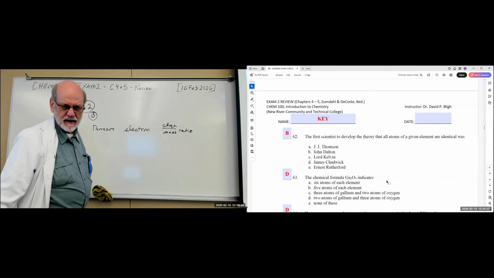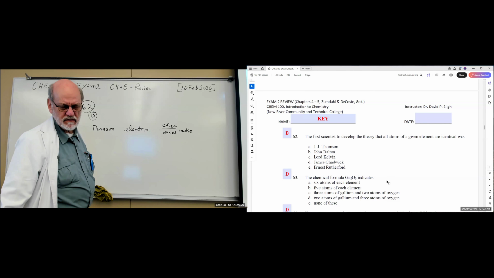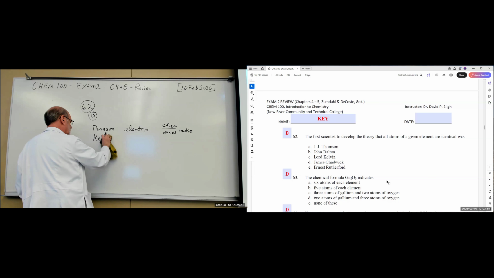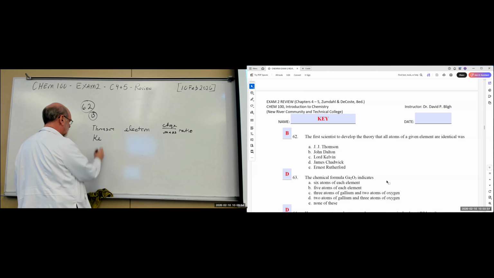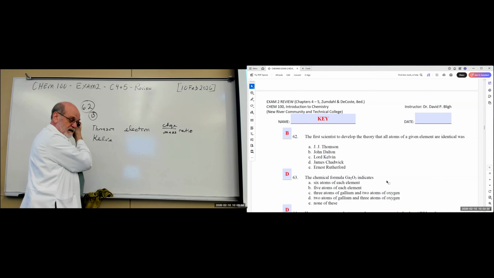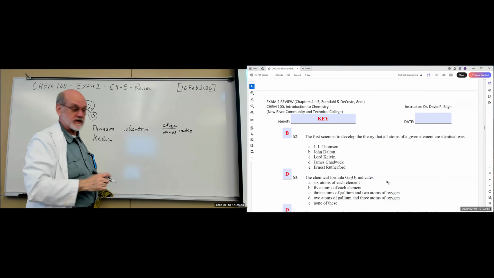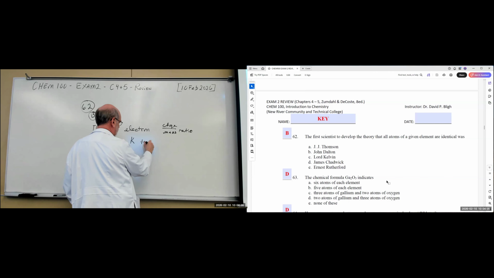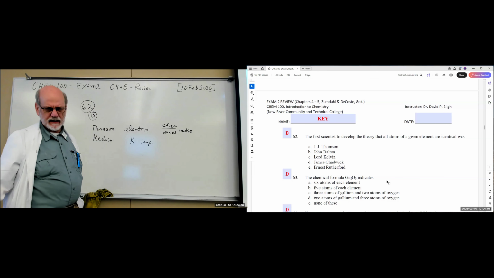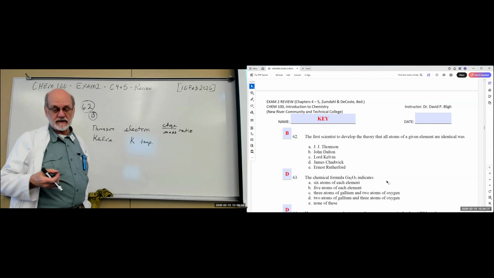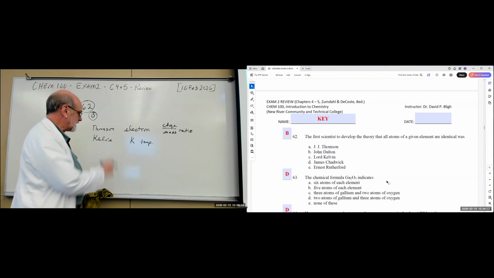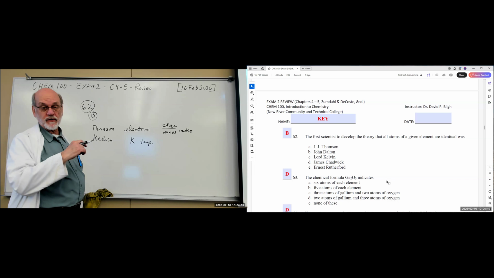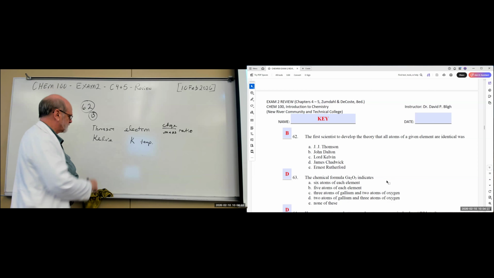Let's see, who else? Lord Kelvin. What did Kelvin do? Oops. Spell his name right. Kelvin. Well, for one thing, he gave us a new temperature scale, right? Kelvin temperature. He did a bunch of other stuff. He was working in thermodynamics at the time. But he needed to do that in order to flesh out his ideas about thermodynamics. How about the last one, Rutherford?